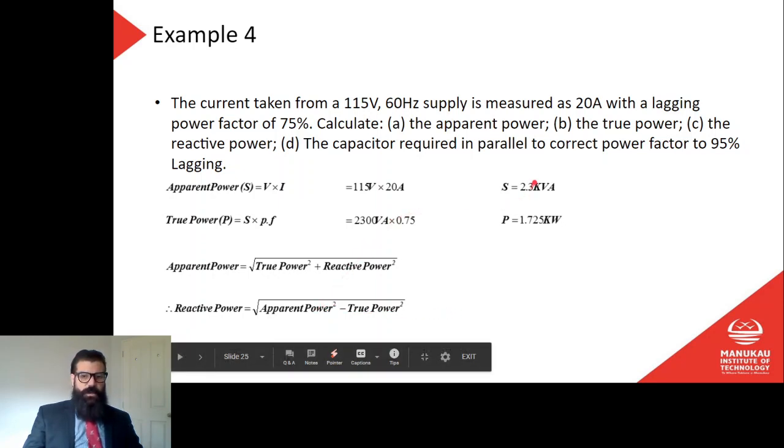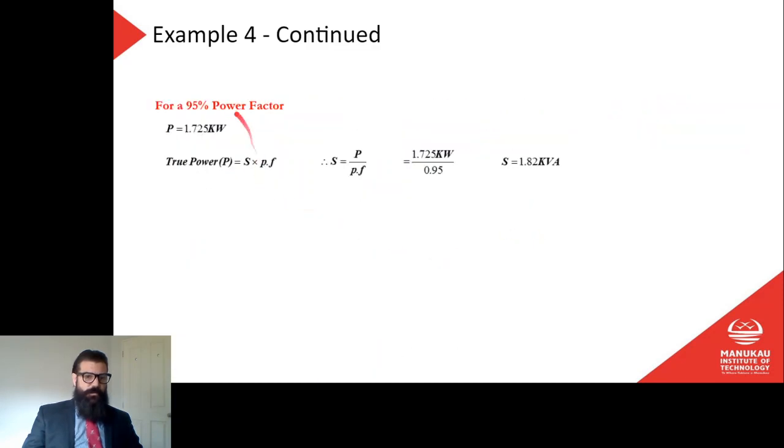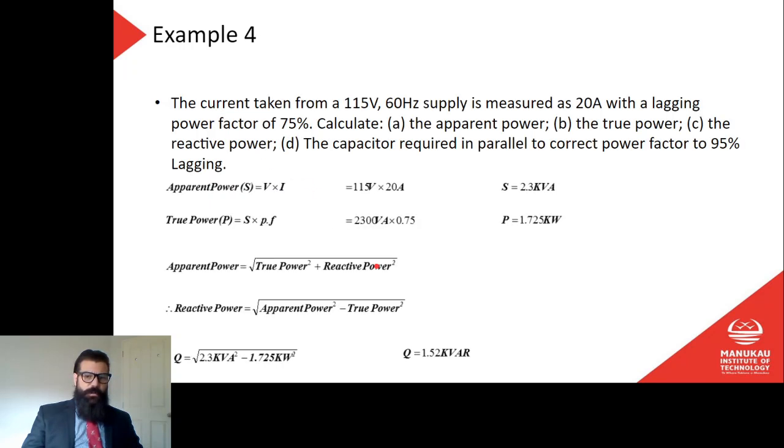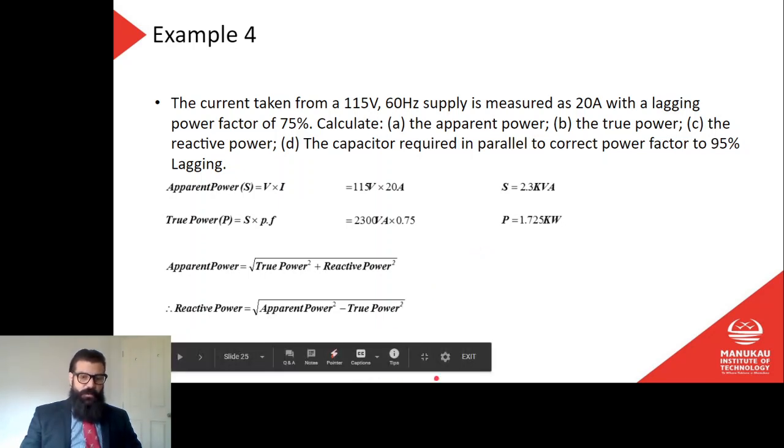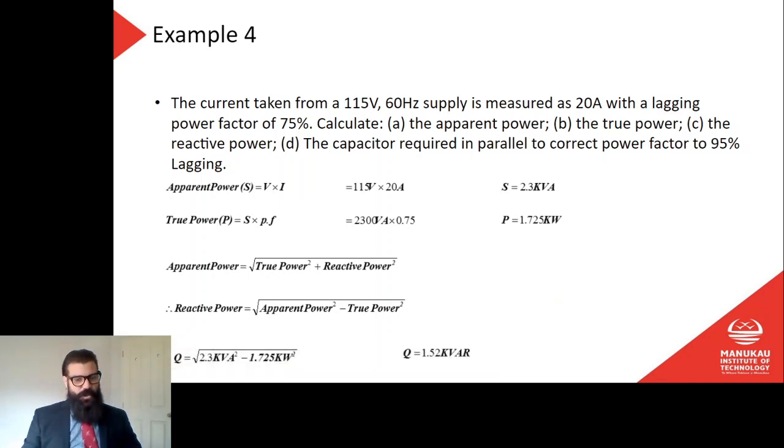Apparent power, we have that number there, and true power. I square both of those, and I've got a value of, well, where did it go? There, sorry, it's at the bottom. Yeah, cool. 2.3 kVA squared minus 1.725 kilowatt squared. Take the square root of that number, and I get, there we go, Q, if you look at the bottom, Q equals 1.52 kVAR.